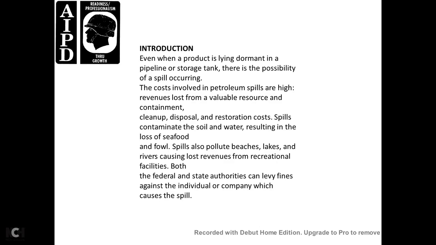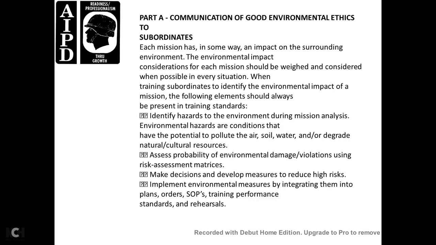Introduction. Even with the pipeline or storage tank, there is a possibility of spilling, and individual petroleum spills are costly. The revenue usually lost goes to containment, cleanup, disposal, and restoration. The spill can contaminate soil and water, resulting in the loss of seafood and fowl, and pollute lakes and rivers, also causing lost revenue from recreational facilities. Federal, state, and local authorities will levy fines against the company responsible for the spill.